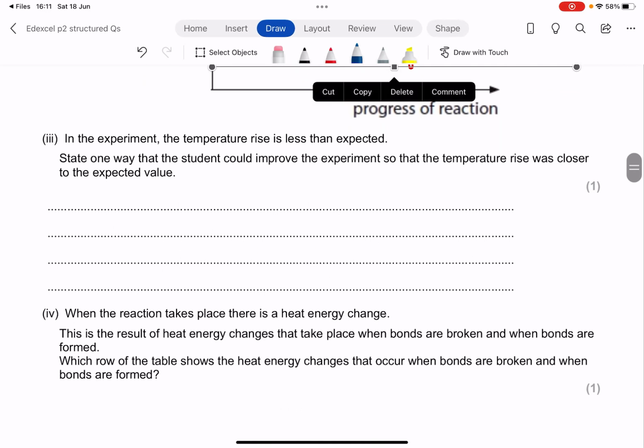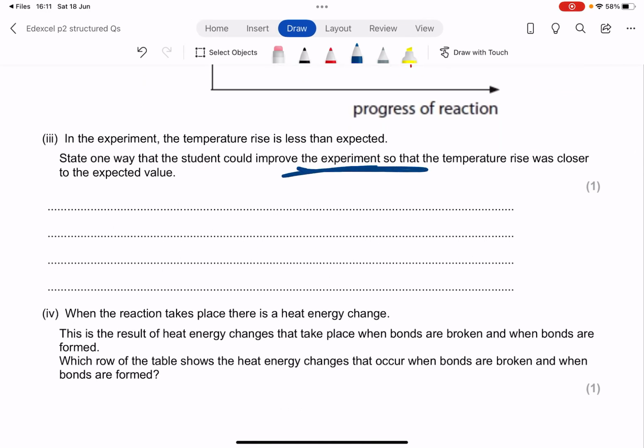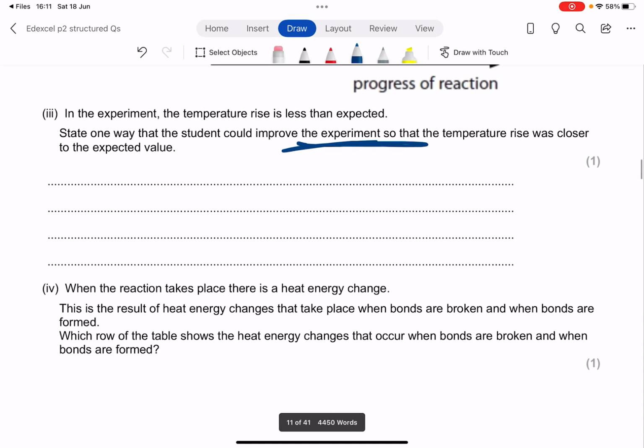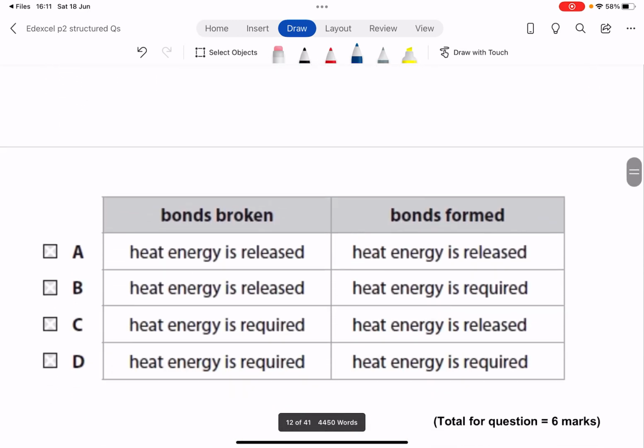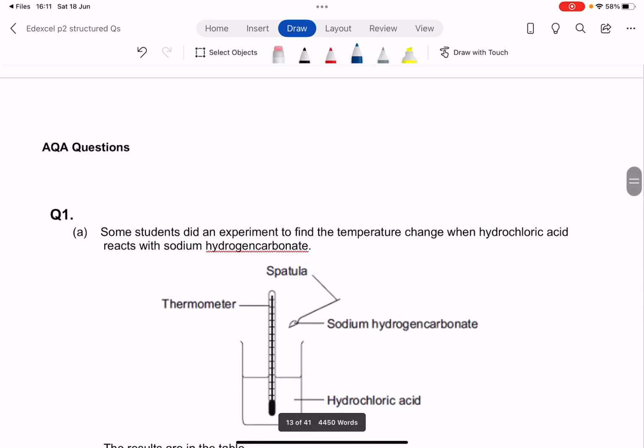Now, how do you improve an experiment here? You use a polystyrene cup, because a polystyrene cup is an insulator. It insulates it, reduces heat loss. I'm looking at a practical here really on this.